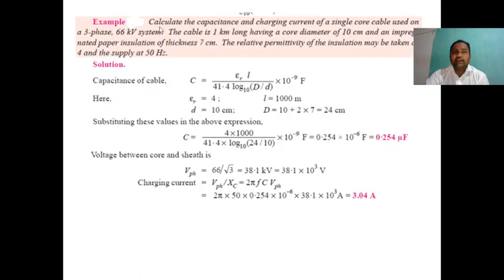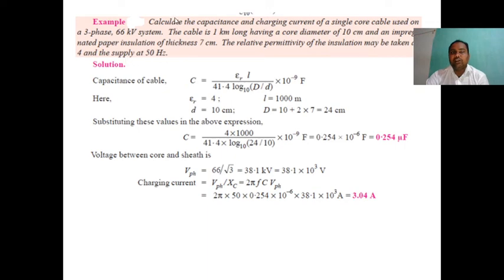Next problem is calculate the capacitance and charging current of a single core cable used on a 3-phase 66 kV system. The cable is 1 kilometer long, having a core diameter of 10 centimeter and an impregnated paper insulation thickness of 7 centimeters. The relative permittivity of the insulation may be taken as 4 and the supply at 50 Hz.